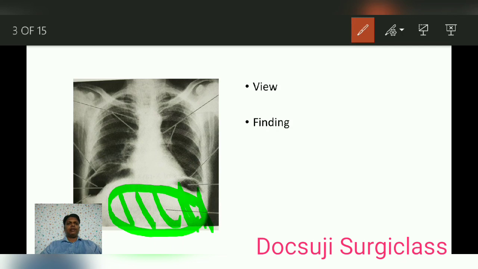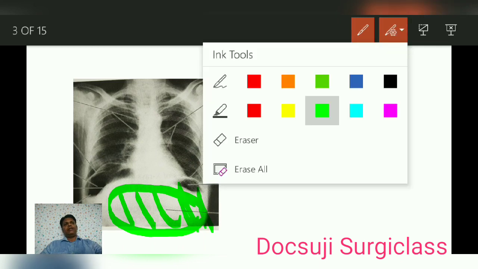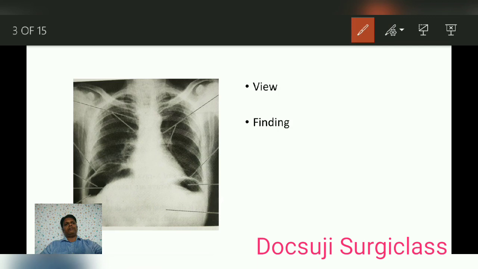Ground glass appearance is mainly because of the presence of fluid in the peritoneal cavity, whereas air under the diaphragm is mainly due to the presence of air within the peritoneal cavity, and that is called pneumoperitoneum.